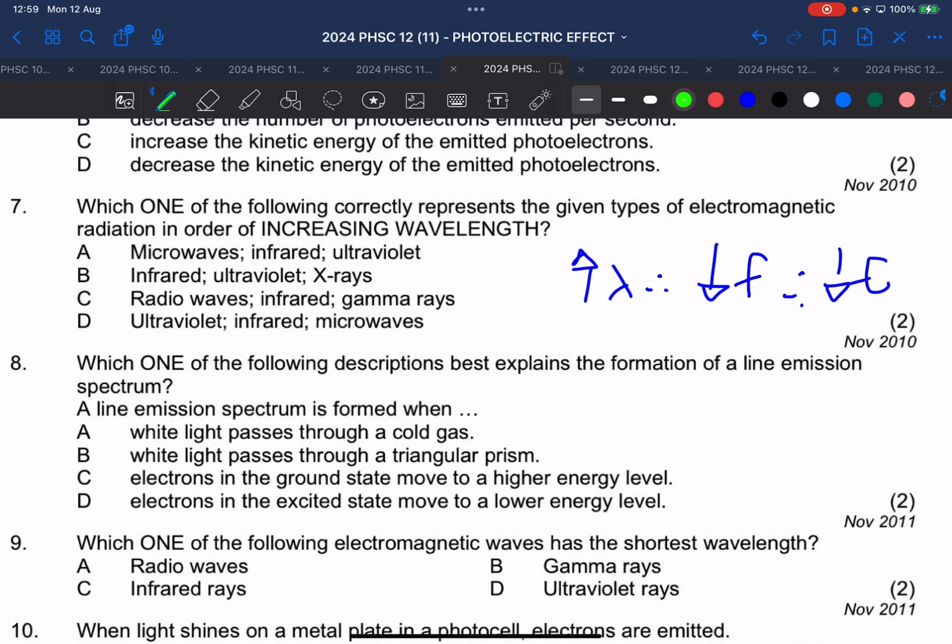What did you do in grade 10? E is equal to h times f or h times c over lambda. So if they increase the wavelength, they decrease the energy. So it means you start with a high energy and you end with a low energy wave. Okay? Which one is this? D, because you start with high energy and you're going to go to lower energy.